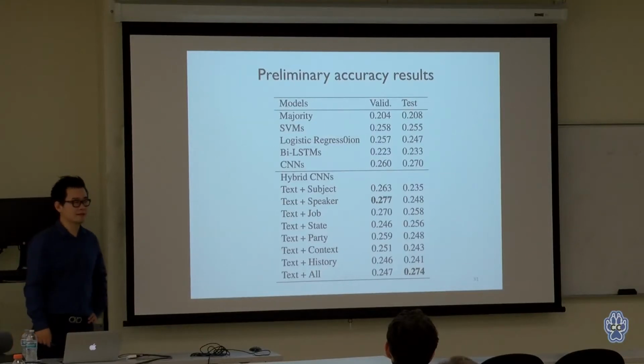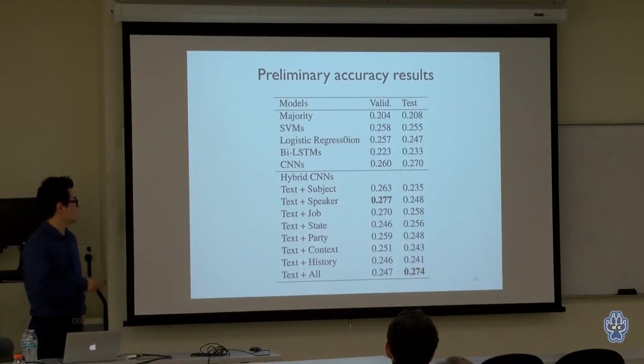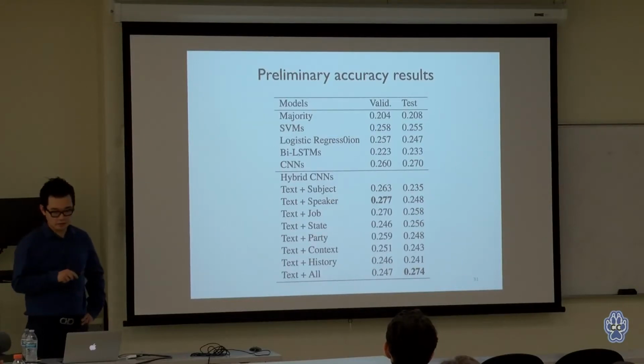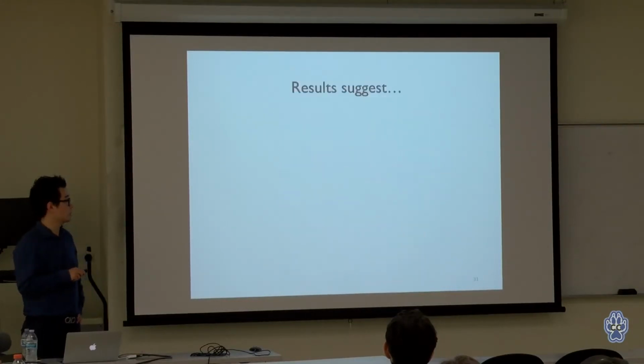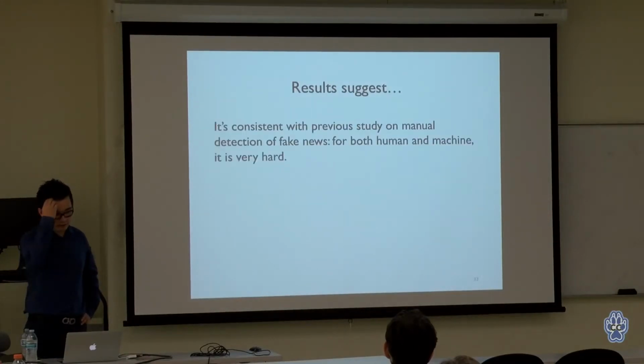essentially what this is suggesting is that it is promising in the sense that it's about 30% better than a random prediction, right? It's already 30% better, but then still it is a very challenging issue, right? So what the results are suggesting, based on previous study, based on manual detection of fake news, is that it's very consistent with the human result, right?